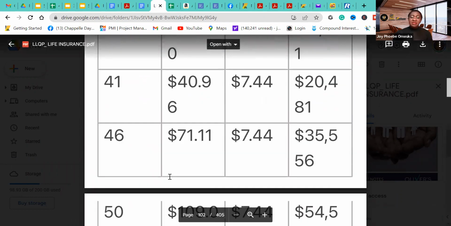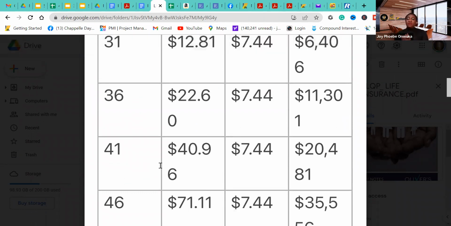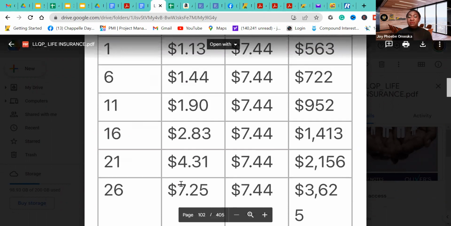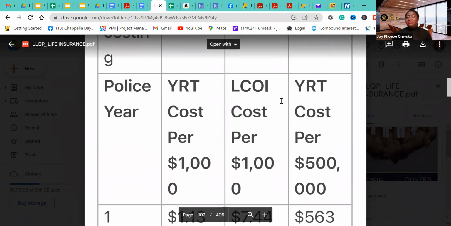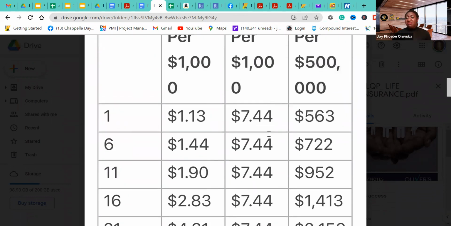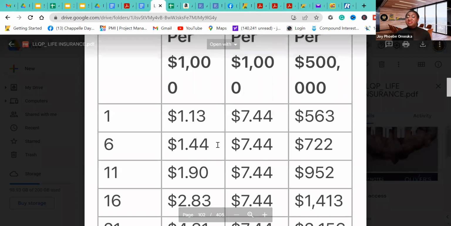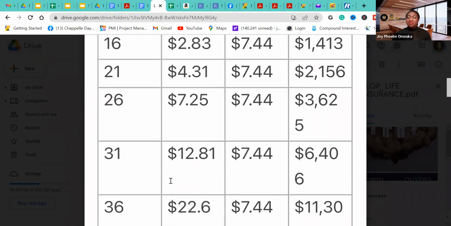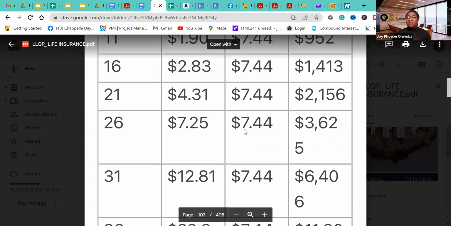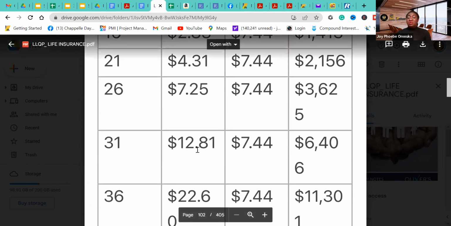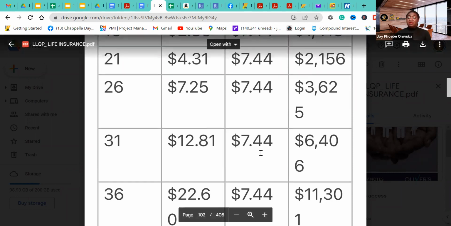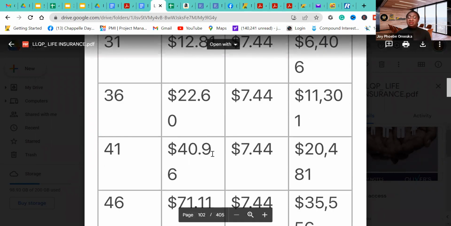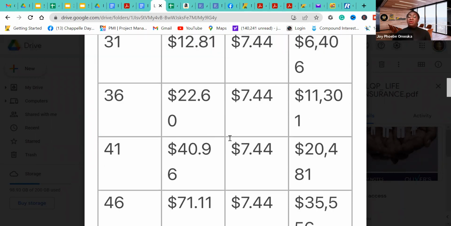You see that? So if you use YRT for a client, yes, in the early years, the cost of insurance is lower, all right? And for level cost of insurance, the cost of insurance is higher. However, look at by year six, YRT is still lower. By year 26, they are almost at par. By year 36, YRT is now much higher than level cost of insurance. And by year 36, level cost of insurance is now very low, which will result in the ability to preserve the cash value in this policy.